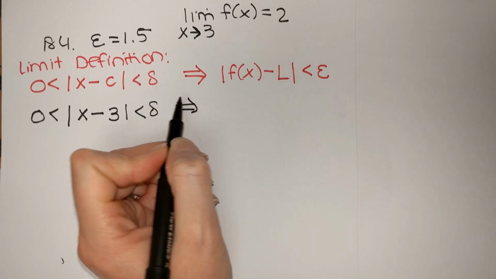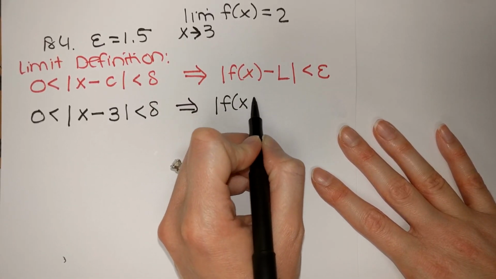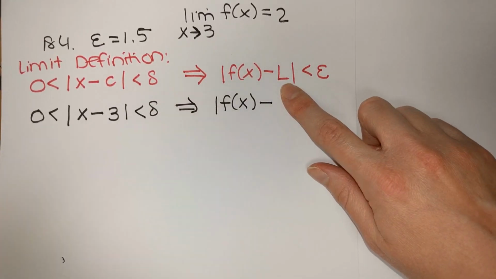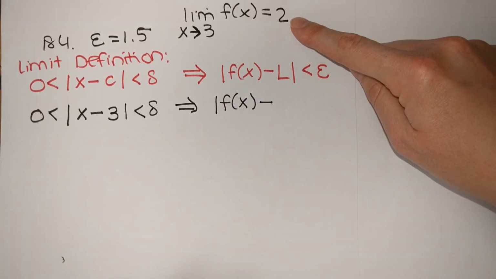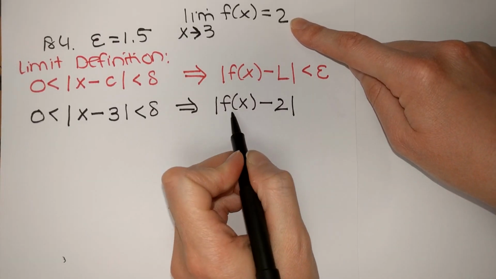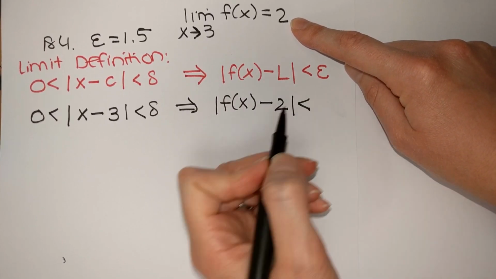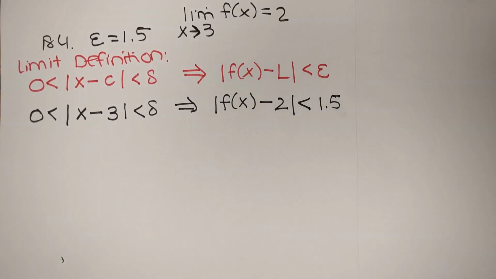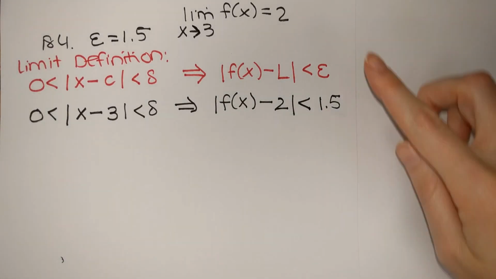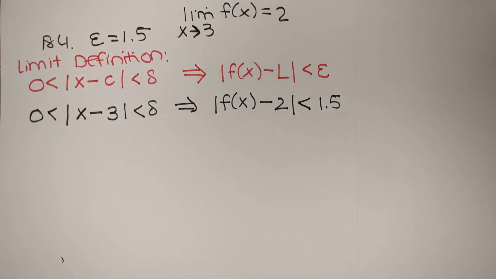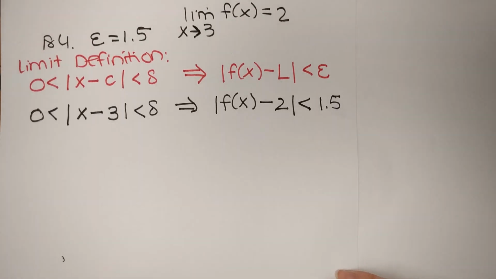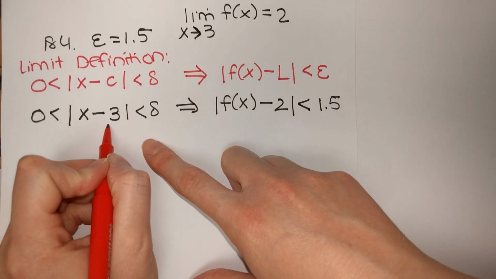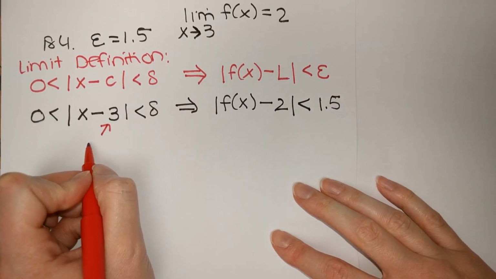Now, for our particular question, f of x minus, in this case, the target, the limit that we have for that is 2. So we would have absolute value f of x minus 2 is less than our epsilon, which they have given as 1.5. Now, of course, you could do this problem translating the given information in terms of target and the limit and the error as well. But just to keep consistency with what we talked about in class, we'll go ahead and write out the inequalities.